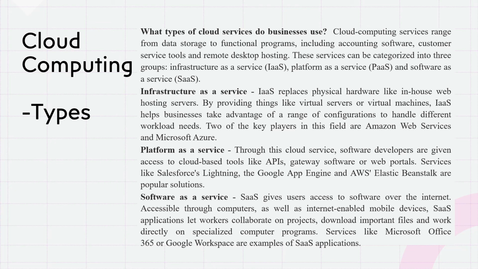Infrastructure as a service. IaaS replaces physical hardware like in-house web hosting servers. By providing things like virtual servers or virtual machines, IaaS helps businesses take advantage of a range of configurations to handle different workload needs. Two of the key players in this field are Amazon Web Services and Microsoft Azure.